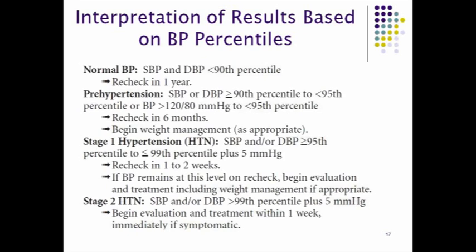If they're at the stage 2 level, really these are very high blood pressures, and if you've repeated it a couple of times and it's still high, you can recheck it again. It may be an aberrant reading, but most likely this represents true hypertension that requires evaluation and treatment in a prompt fashion.